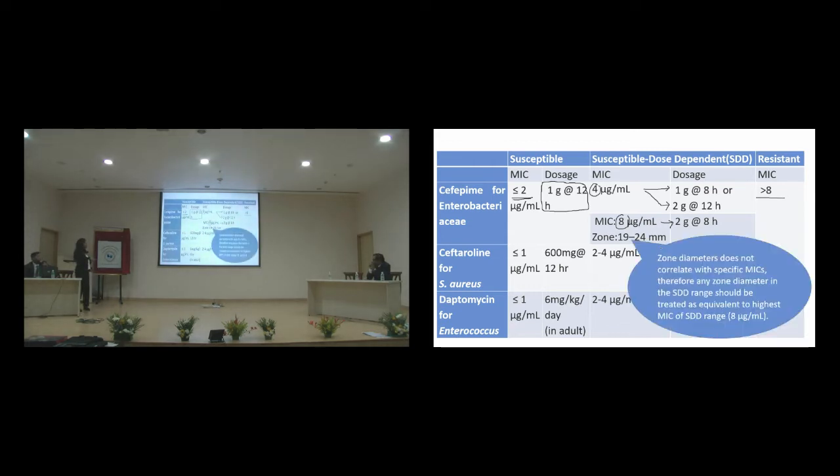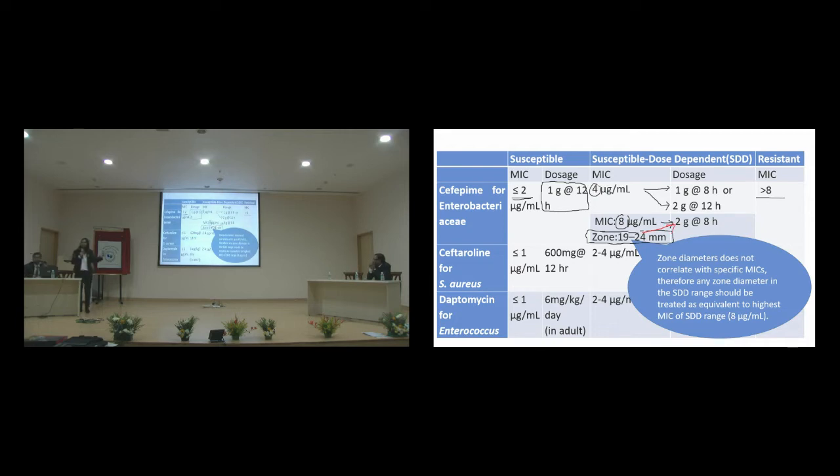There is also an additional point mentioned. Suppose you are not doing MIC, you are doing only disc diffusion, and the SDD zone distribution is 19 to 24 mm. Then how do we know whether we should go to this dosage or that dosage? It is clearly mentioned that with zone diameter, you cannot say the first 4 millimeters I'll take as 4 microgram. It is not corresponding. The rule here is you just take it as 8. Whatever dose is to be given for 8 microgram per ml, you just have to consider that for the disc diffusion SDD range.